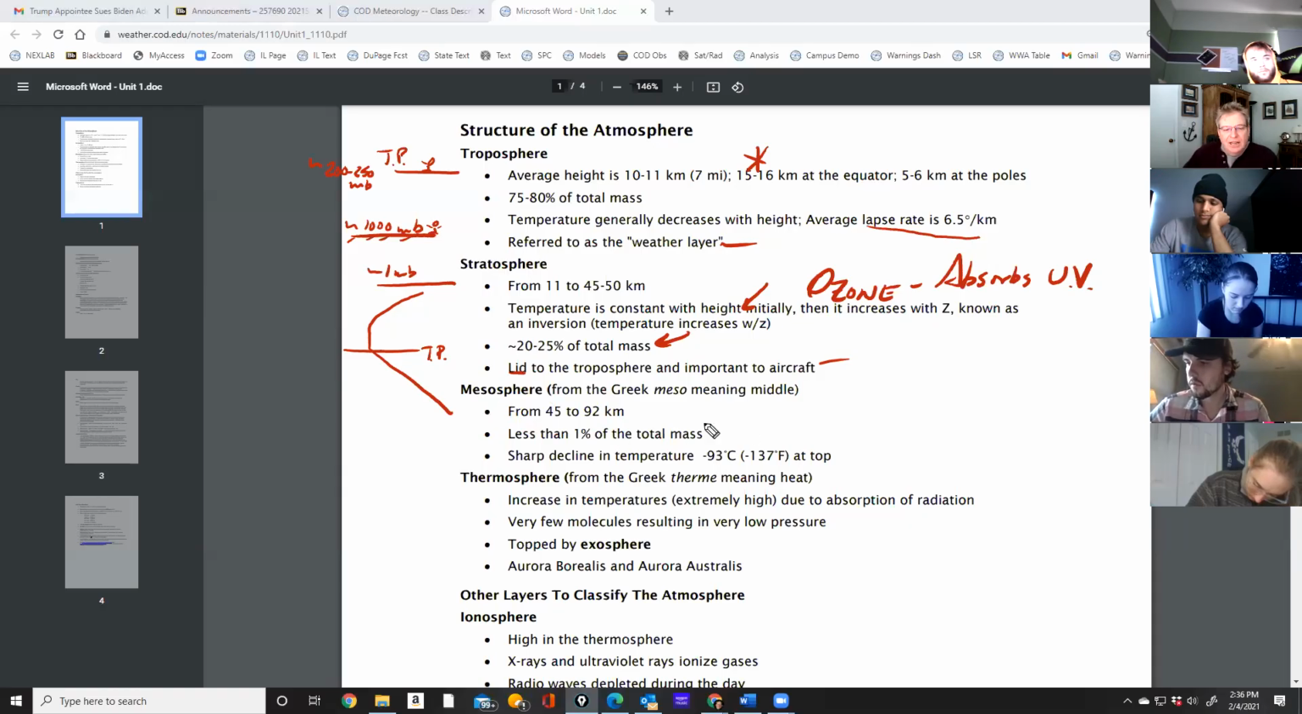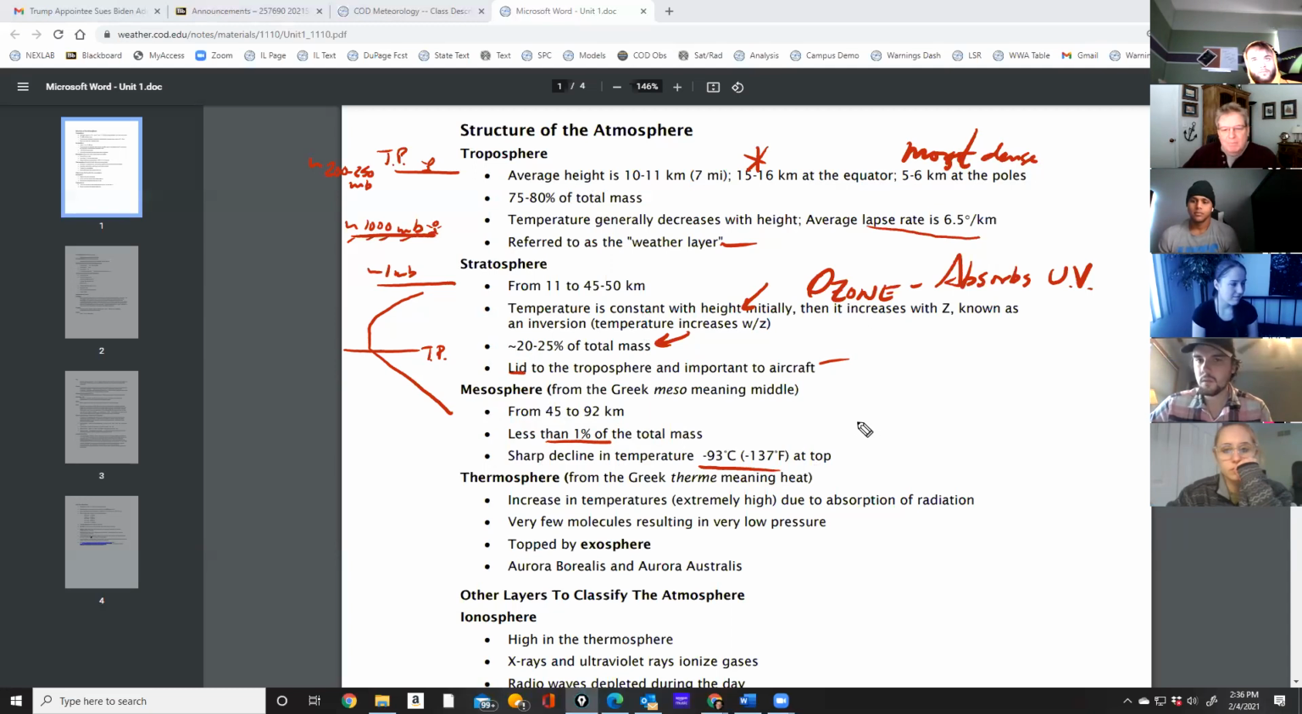Now, you get to the next layer, there's not much mass in there. There's hardly anything there. Temperatures get really, really cold at the mesopause. It goes to around 92 kilometers. Would you agree this is definitely not the most dense layer? The mesosphere is a lot less dense than the troposphere. So the most dense layer is the troposphere. Does that make sense? It's smallest, but it has the most mass density.